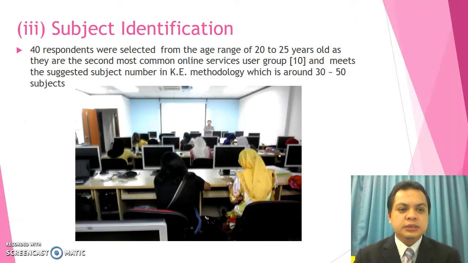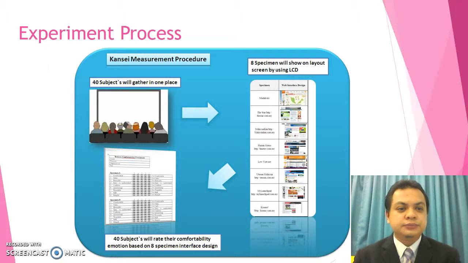So this is subject identification. Over 40 respondents were selected, ranging from 20 to 25 years old. Most of them are college students. We chose them because they are the second most common online service user group, and also the number of 40 meets the suggested number in the KE methodology, which is between 30 and 50 subjects.